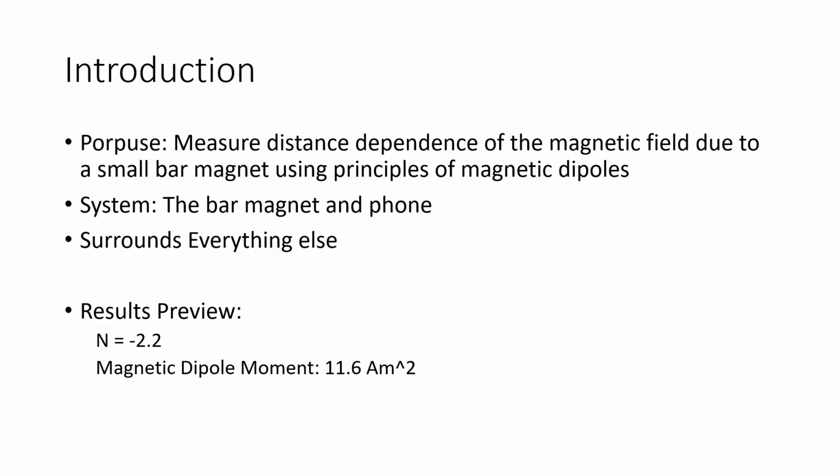To introduce this lab, our purpose was to measure the distance dependence of the magnetic field due to a small bar magnet using principles of magnetic dipoles. Our system was the bar magnet and the phone. Our surroundings was everything else. A little preview: n equals negative 2.2 and the magnetic dipole moment is 11.6.